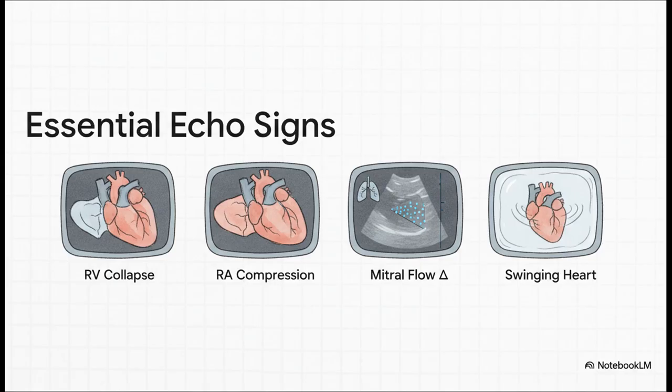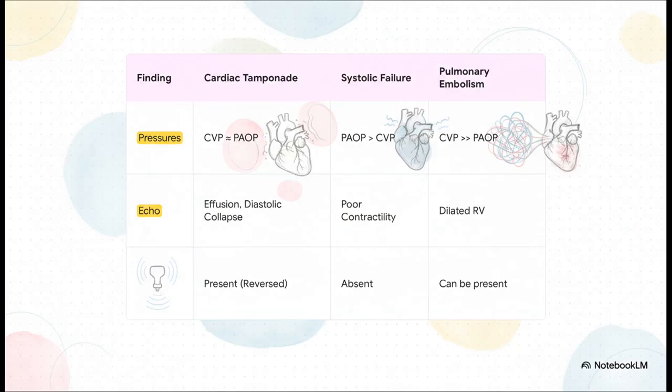These are the expert-level signs we need to be looking for. The most specific findings are seeing those low-pressure right-sided chambers get crushed during diastole, the RV free wall collapsing early, the RA collapsing late. This happens the moment the pressure outside the chamber is higher than the pressure inside. Doppler findings, like big respiratory swings and flow across the mitral valve, and that classic swinging heart, these are all definitive clues. So when your post-op patient is crashing, this table is your mental checklist.